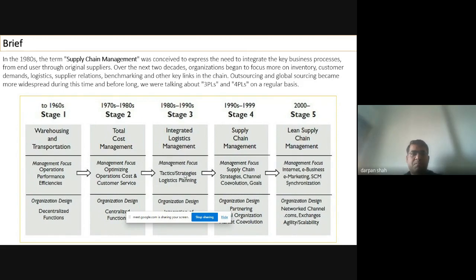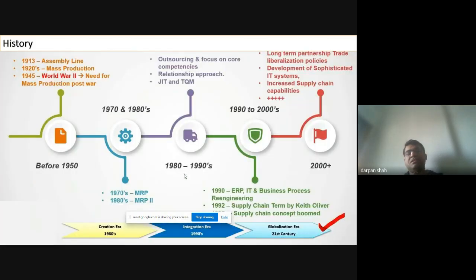Going forward, this is just a pictorial representation of how the manufacturing industry is also in line with the supply chain, where back in 1913 the assembly line concept started, and then mass production was pioneered by Henry Ford, as we all know. Then the need for mass production slowly arose.